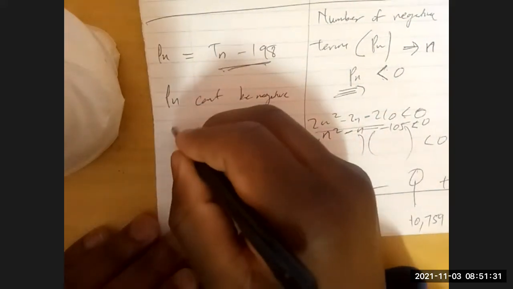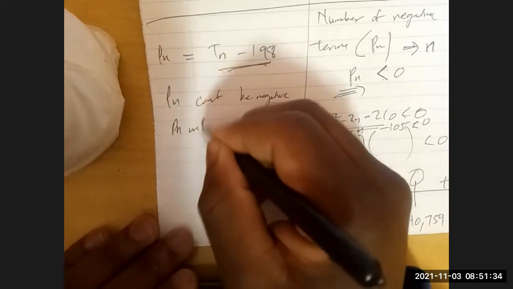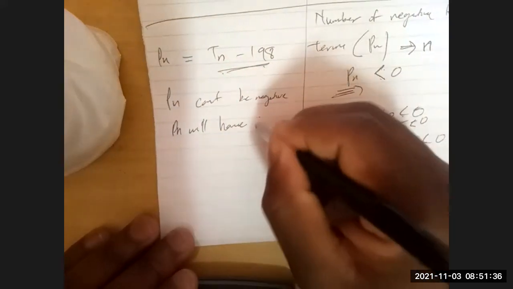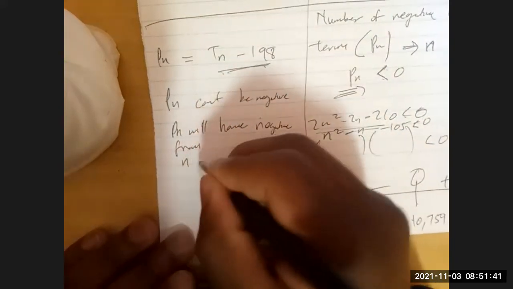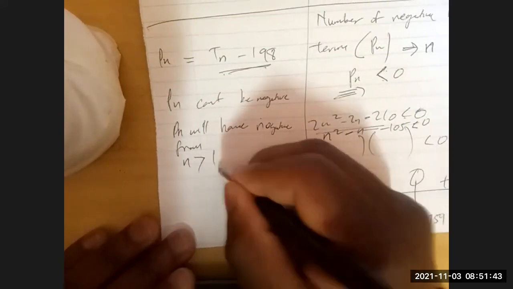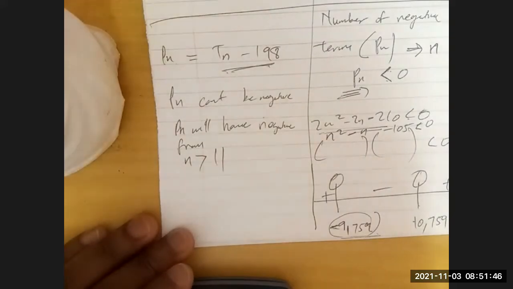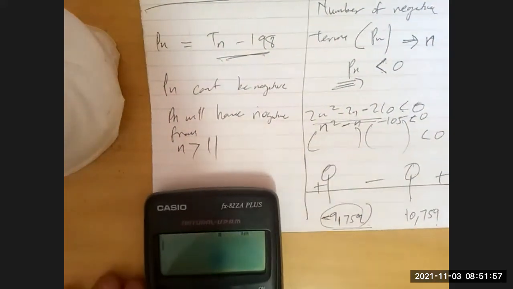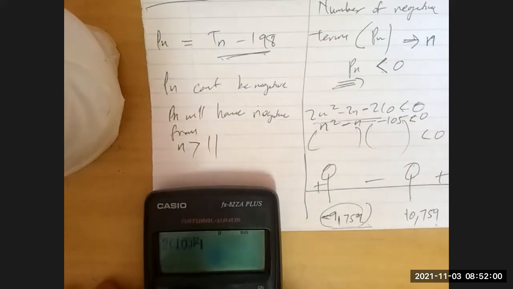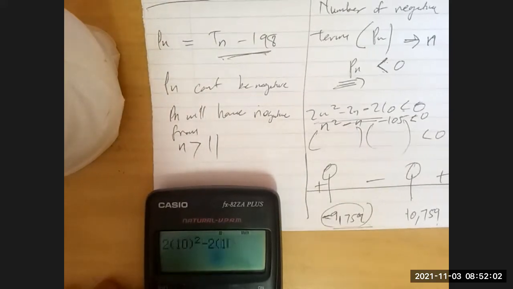So Pn will have negative terms from n greater than 11. From n greater than 11, we're going to have negative terms. So any n that is greater than 10.759, because we can't take 10.759. If you substitute 10 in the new equation, let's see, 10 squared minus 2 multiplied by 10 minus 210.